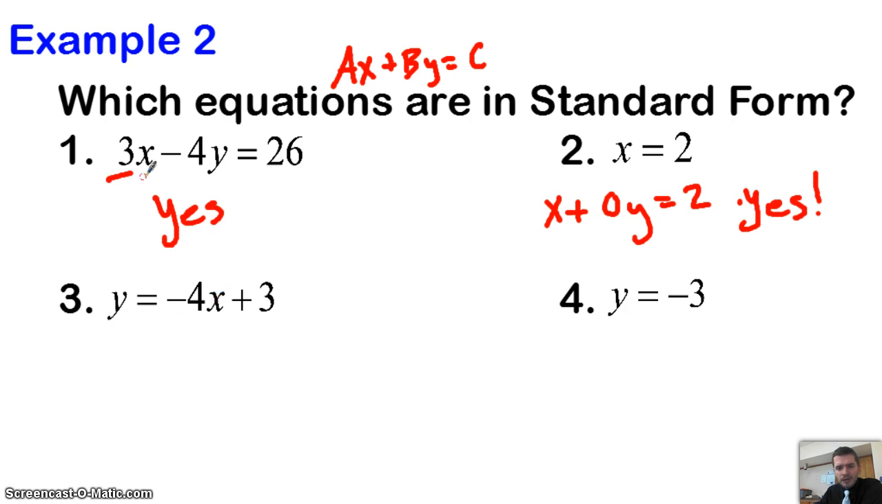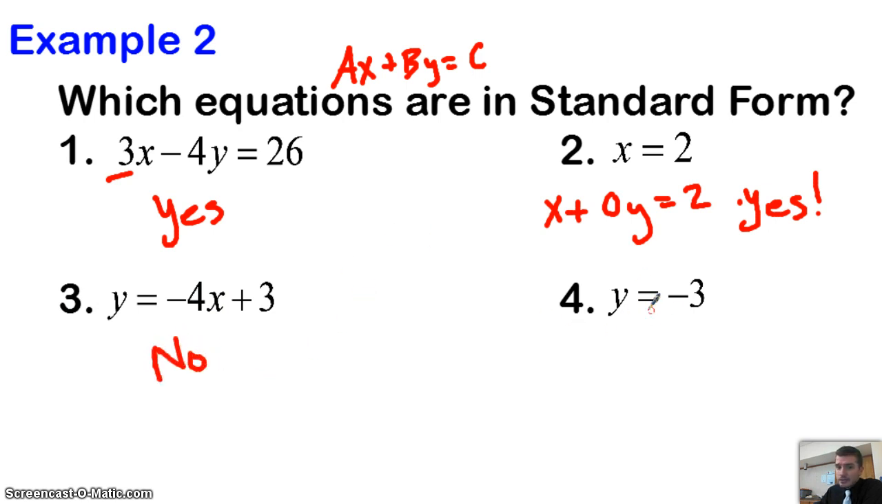Alright, let's move on. Now you see this one right here is not in standard form. I've got the y by itself, and the x and the y have to be on the same side of the equation. So you'd have to add 4x over in order to get it into standard form. We're going to practice that on the next slide. So I'm just going to say no here, and we'll move on.